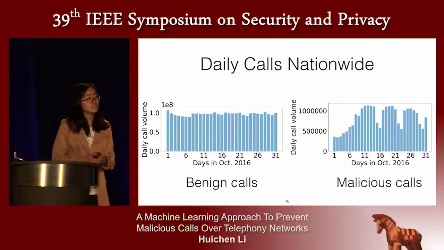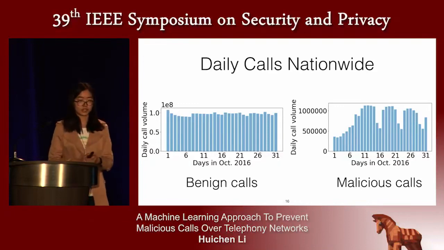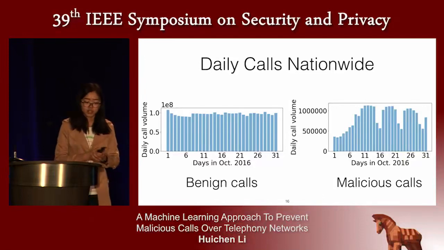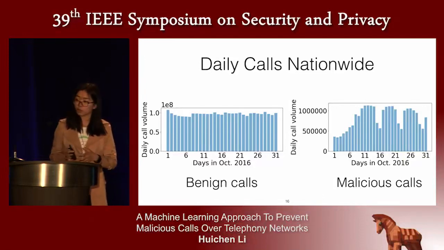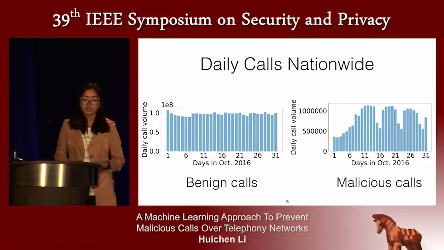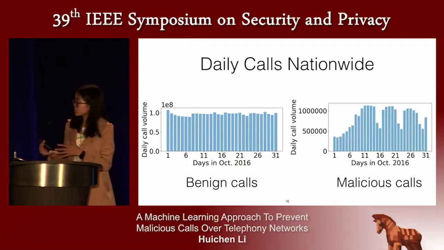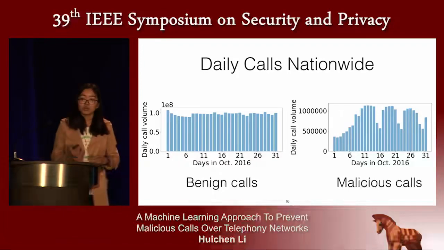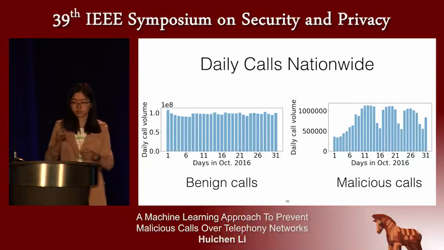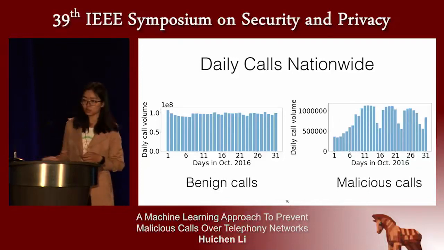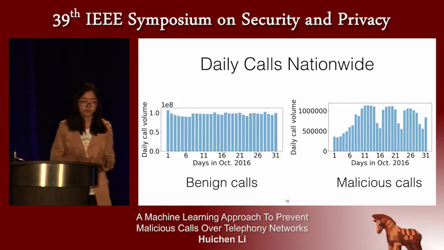This is the daily call volume in October 2016. Note that the first 7 days in October is the national holiday in China. So there are more benign calls during the first few days because people may send greetings to each other. But for malicious call volume, this is substantially less than usual. Also, you can notice that during the weekends, the malicious call volume almost halves.